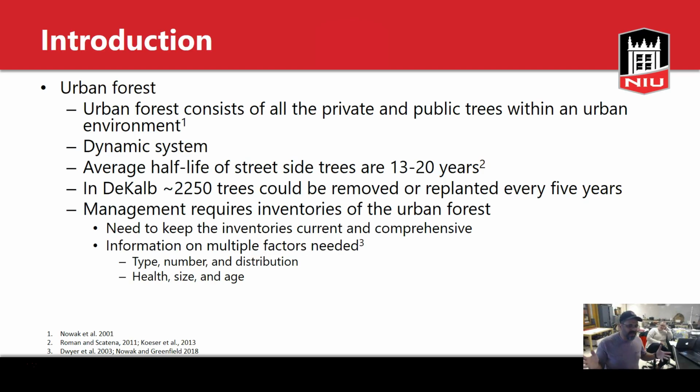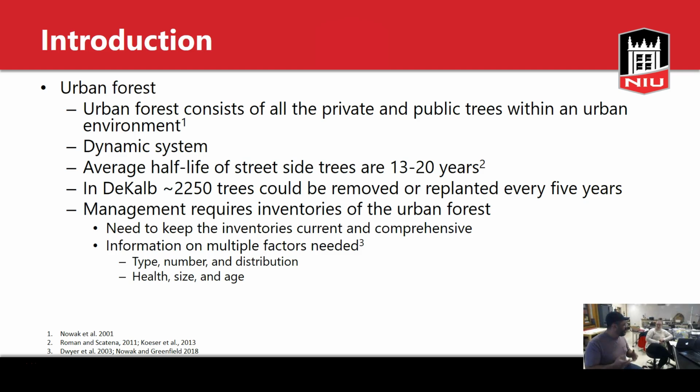So, basically, an urban forest is simply put all the trees within an urban space. It is a very dynamic system, which means things change a lot in it. For the average roadside tree, the half-life is only 13 to 20 years. So in DeKalb alone, every 5 years, about 2,200 trees will be either removed or replanted. This makes keeping a good count of them very difficult.